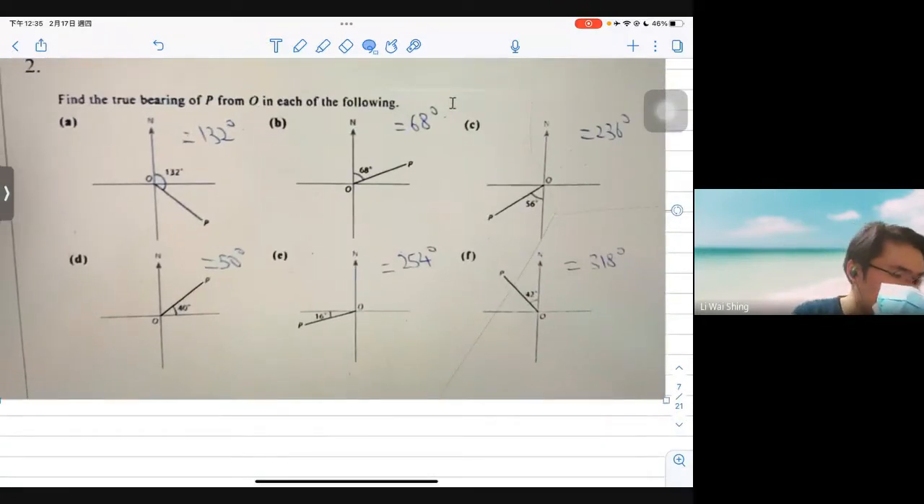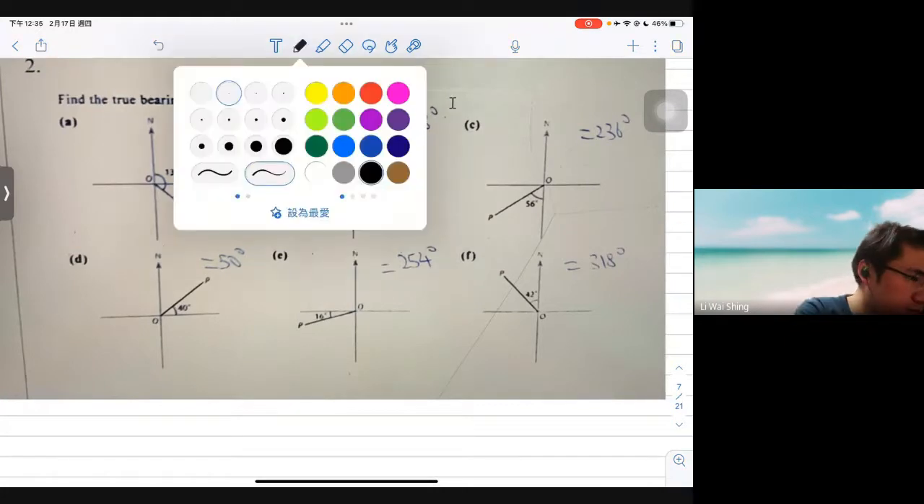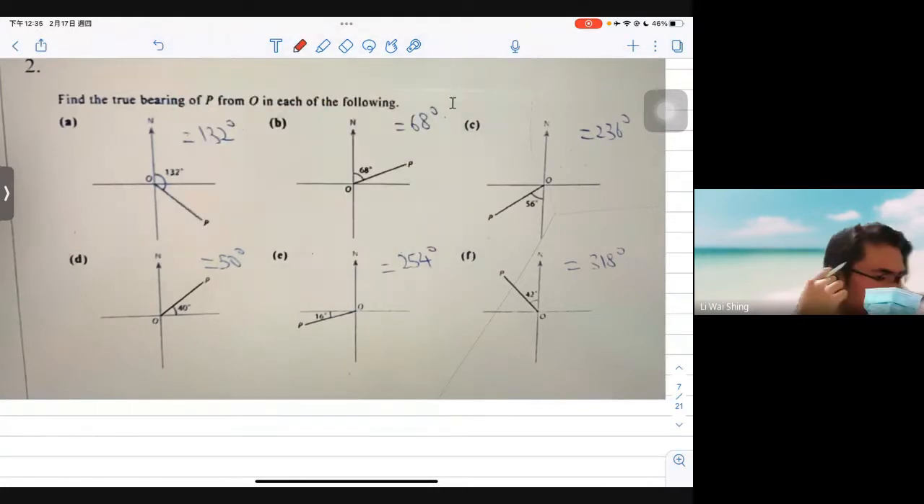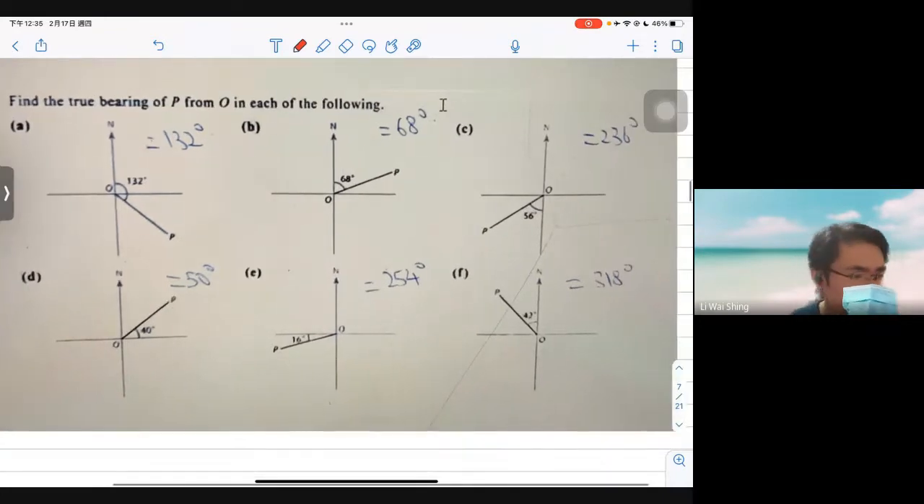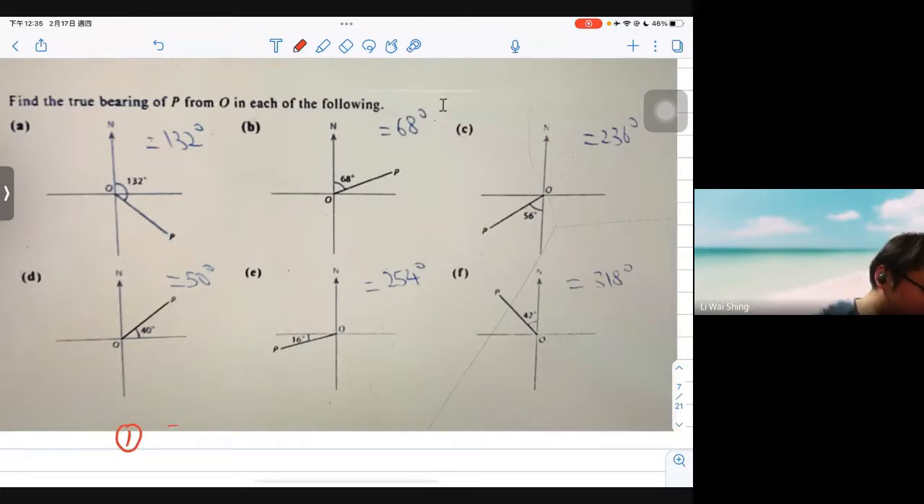Okay, there is only one mistake there. Could you spot it out? One mistake. Lack of explanation. Yes, the first one, lack of explanation. Okay, but that's not the most important mistake.